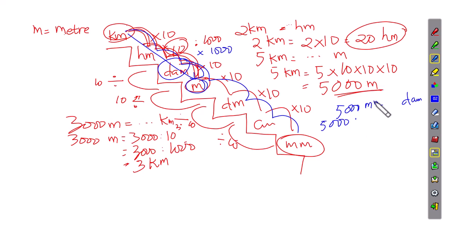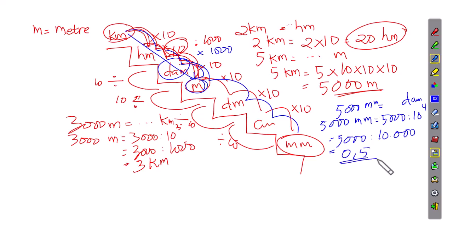millimeter equal to 5,000 times 10 to the power of 4, or 5,000 divided by 10,000. Then you will have 0.5 decameter. So this is the way to convert the units of length. And the same case you can apply in the unit of mass. The concept of converting the units is just the same.